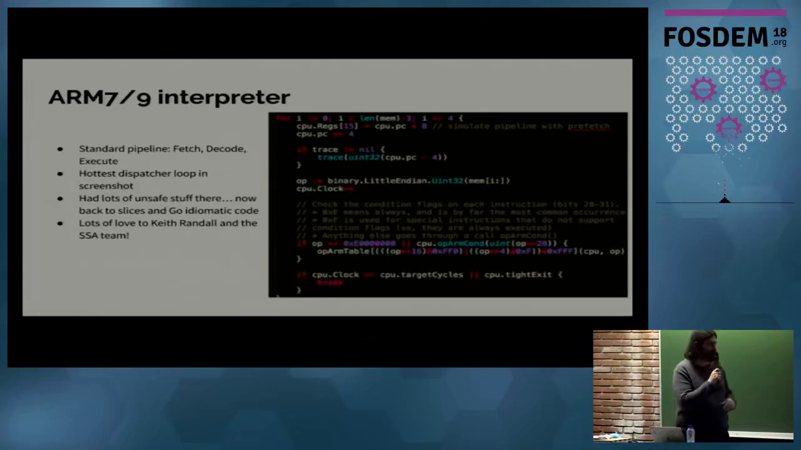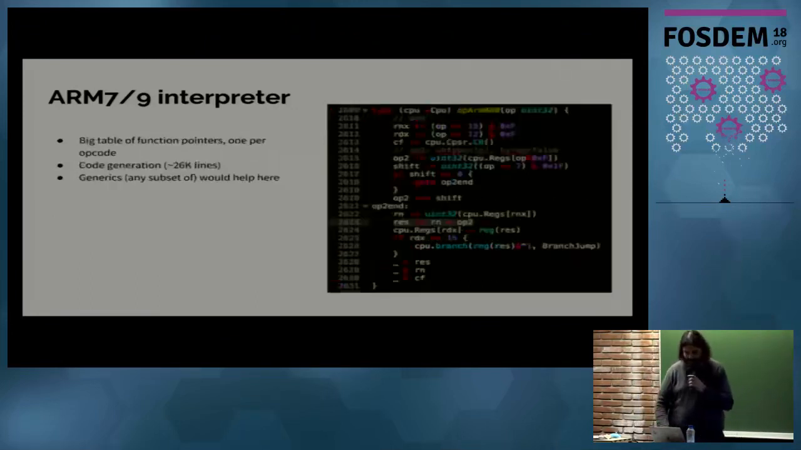You can see on the right the main loop of the interpreter, fetching an instruction and running it. I used to have a lot of unsafe code in there, but then later Go versions optimized it a lot, and I went back to idiomatic Go with slices and everything. Really cool job by the Go maintainers. Then for each opcode you have to write a lot of functions like this one. This is an add opcode, and I did it with code generation, so it's about 26K lines of generated code, because they're mostly similar, and some generics would of course help here.